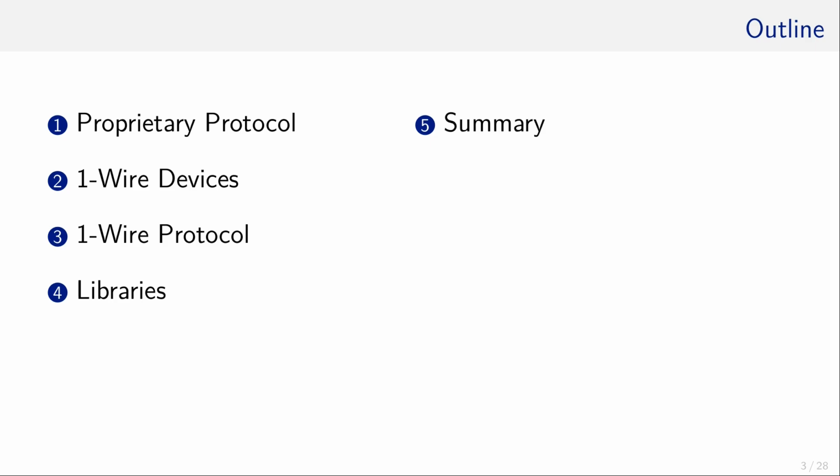So what are we going to do in this chapter? We will have a look at proprietary protocols, such as the one-wire by Maxim. What are the advantages of that protocol? What are the disadvantages? In the end, what are the libraries that exist to support the development?